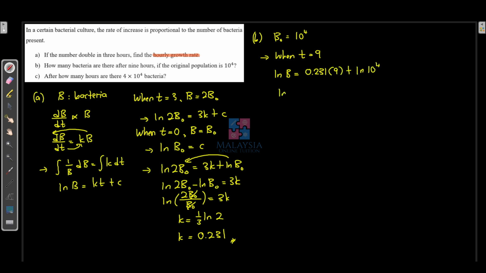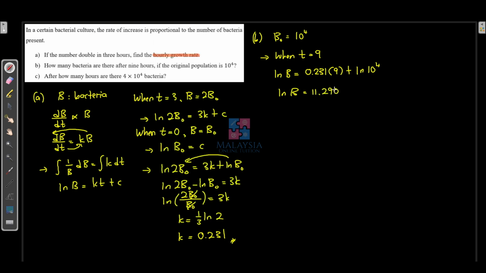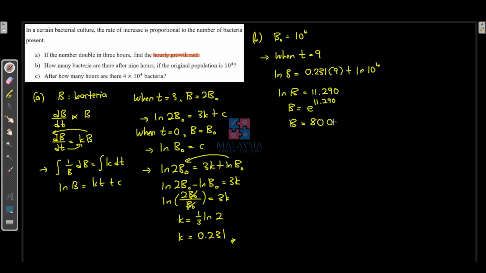So then ln B equals what? We can just add that straight away. This one times 9 plus ln of 10 to the power of 4. So 11.290. Then B is e to the power of 11.290. So the number of bacteria after 9 hours is 80,000. Or you can also write 8 times 10 to the power of 4. So this is the final answer for question number 2, part B.